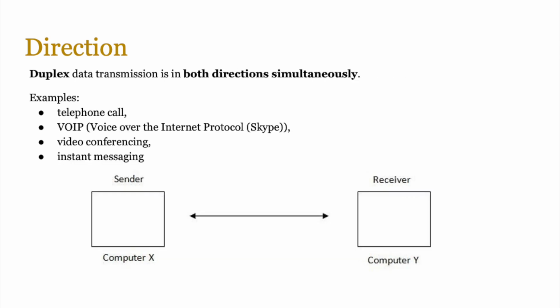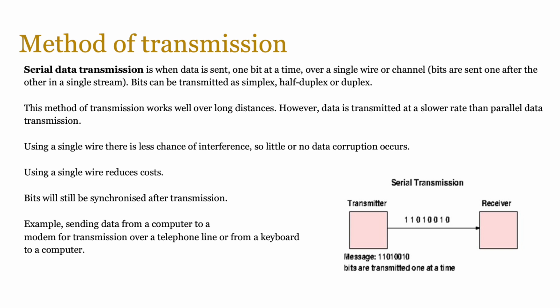The final direction is duplex. And duplex data transmission occurs in both directions simultaneously. So when we're having a live telephone call, both people can talk over each other. Voice over internet protocol, for example, that used in Skype or Zoom calls, that is also duplex. Video conferencing, instant messaging are other examples of duplex data transmission. You can draw the diagram by having a sender and receiver which has one line with arrows on both ends. This indicates transmission simultaneously. Now those were the directions: simplex, half-duplex, and duplex.